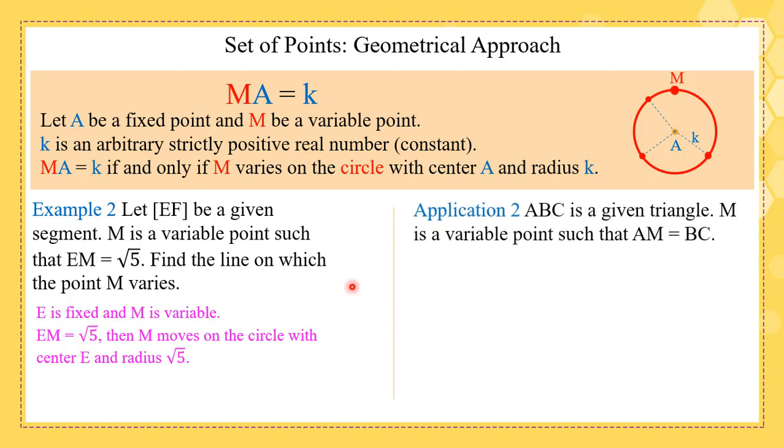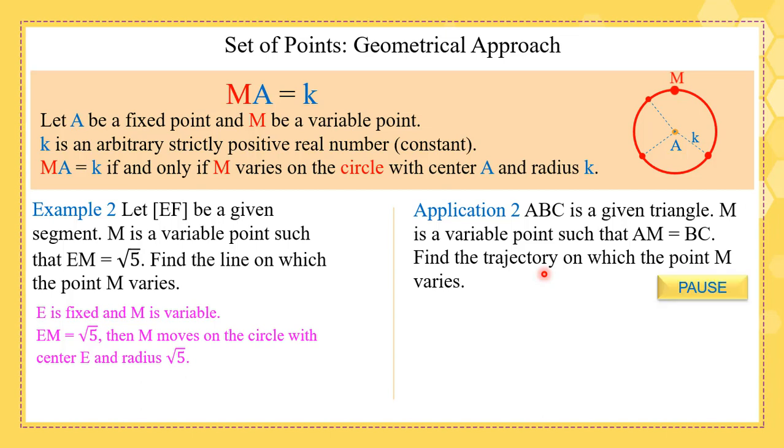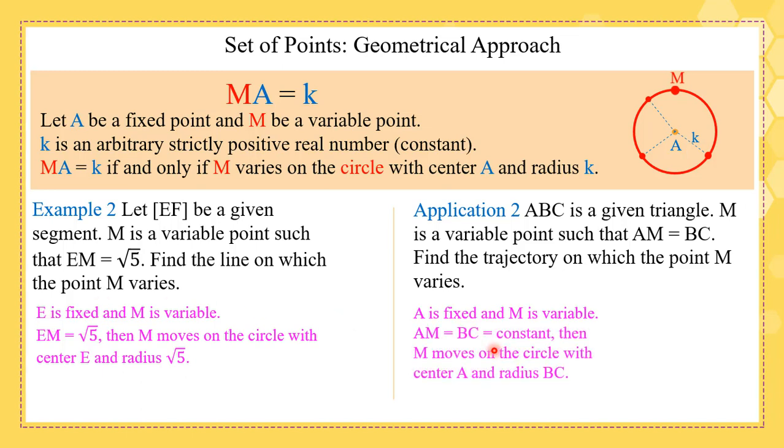Now let's see the second application. ABC is a given triangle. M is a variable point such that AM is equal to BC. And the question is find the trajectory on which the point M varies. Try to do it alone. Again, A is fixed and M is variable. AM is equal to BC and BC in this case is a constant. Then M moves on the circle with center A and radius BC. Now notice here that BC is a constant because B and C are fixed points and BC is nothing but the distance between them.